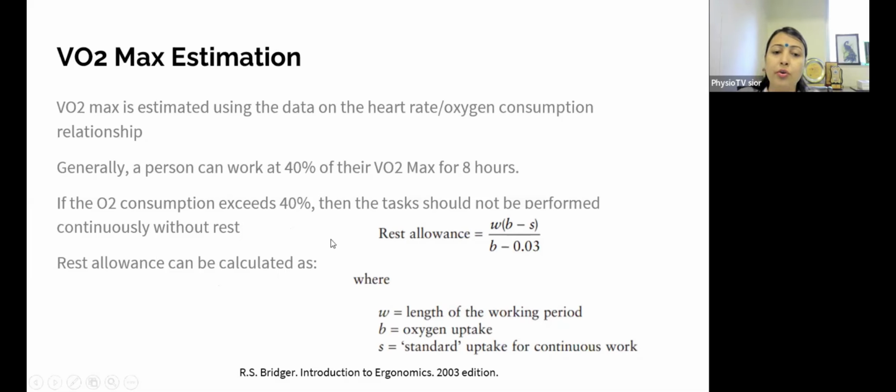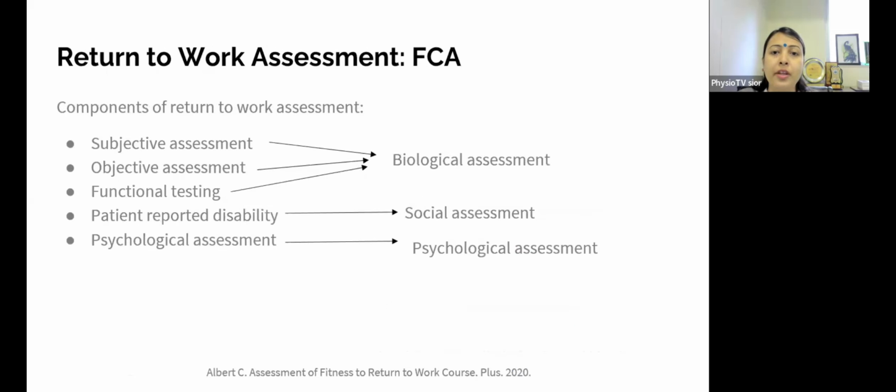So this is how we decide the rest allowance with this formula, where small w is the length of the working period, small b is oxygen uptake, and small s is the standard uptake for continuous work. Obviously, as you can see, even for this formula, you will need a very objective measure, which will help you, with the help of a VO2 analyzer, to assess the VO2 of the person.